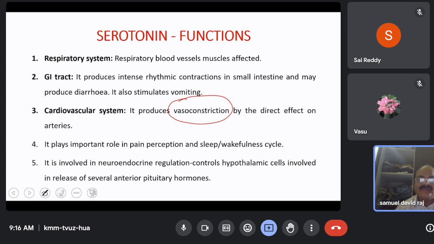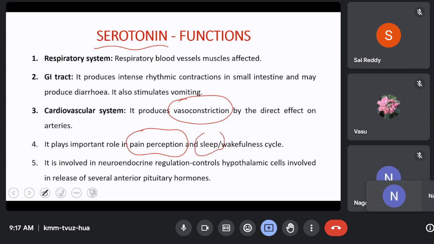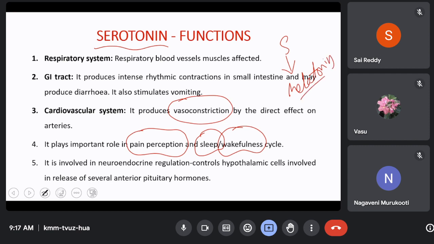In addition to this, it is also found that it is responsible for pain perception. So whenever someone pinches you, you feel pain. That pain perception is said to be caused by the immediate release of serotonin. At the same time, your sleeping and wakefulness cycle is also under the control of serotonin. Why? We see that serotonin eventually produces melatonin. Melatonin is responsible for the biological clock. Thus, indirectly, serotonin is also responsible for the sleep wakefulness cycle. That is the function that is given to the melatonin hormone.